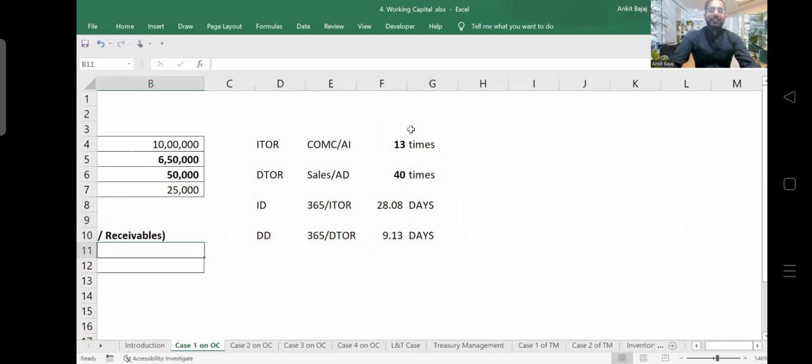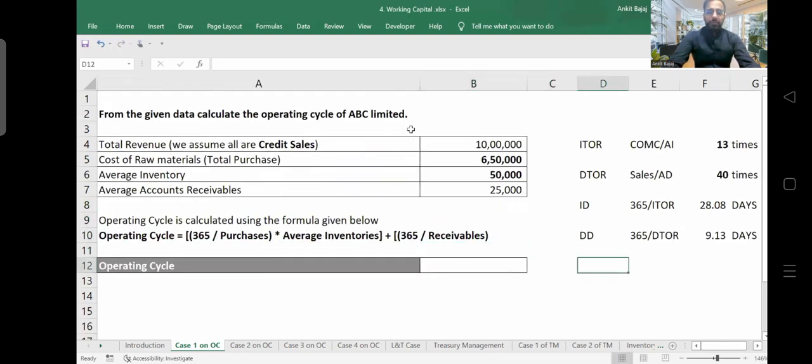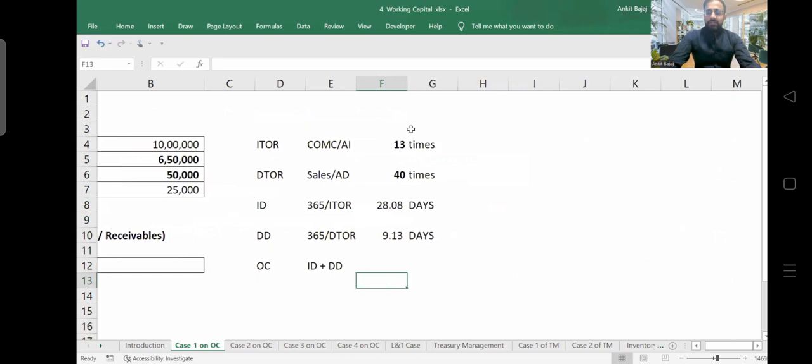Now, I think it's very easy to calculate the operating cycle. So what is the formula for calculation of operating cycle? The formula is inventory days plus debtor days. And here you will be able to calculate the operating cycle. So the operating cycle is 37 days. So hopefully you are able to understand how we have to solve this question.